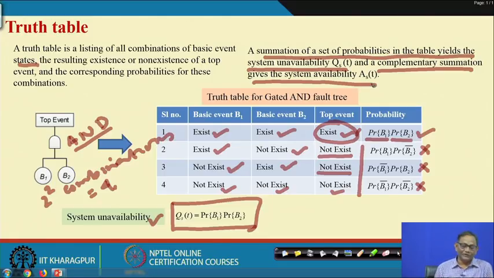This is what a truth table is. In a truth table you find all possible combinations and then find for which combinations the top event exists, meaning the system failure takes place, and for which the top event does not exist, meaning the system failure will not take place. Basically you can find the combinations with the system states, whether failing or not failing. The probability of the combinations when the system fails leads to the unavailability, and the probability of the combinations for which the system state is successful leads to the system availability, and the sum of the two will obviously be 1.